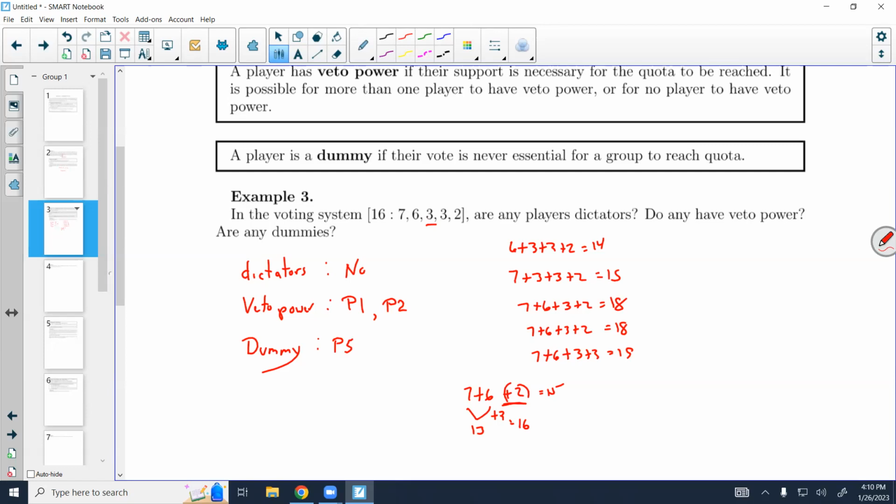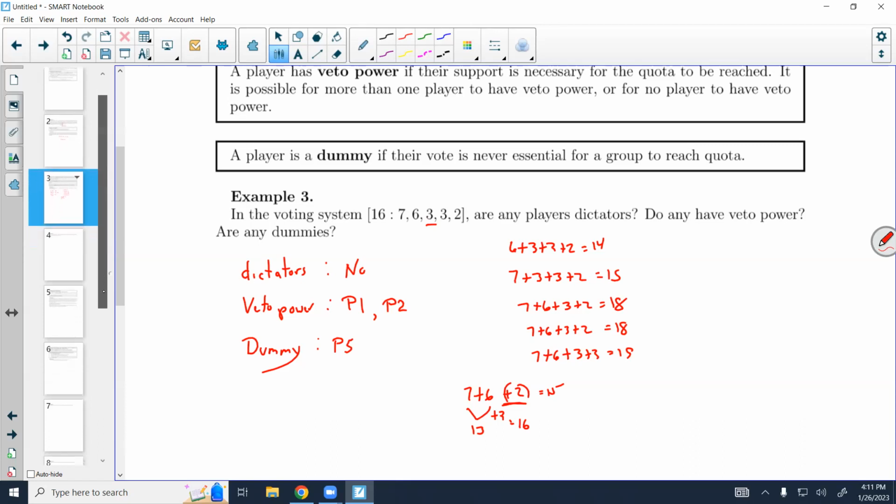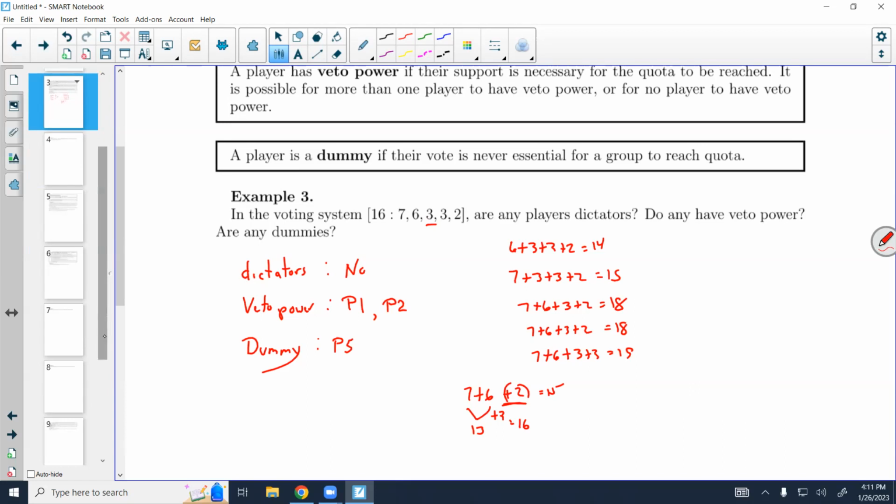We started off, since player 1 and player 2 have veto power, they have to be part of any winning coalition. And then we figure out if we can pass it without having any of the other 3. So we determined that we could pass it with player 1, 2, and 3. We figured we could pass it with player 1, 2, and 4. We couldn't pass it with players 1, 2, and 5. And if we add another player, we don't need player 5, and therefore player 5 is a dummy. Their vote doesn't matter. Don't tell them that, okay? Any questions?